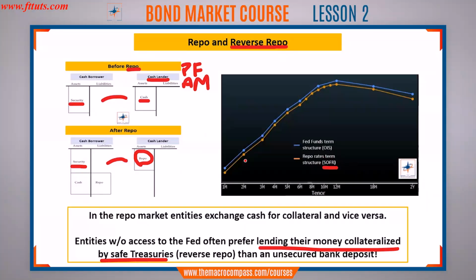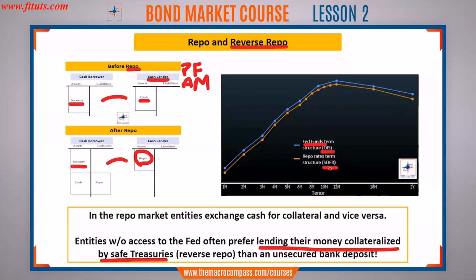As you can see, SOFR rates are very, very closely resembling Fed funds rates. Why? Because you have a really risk-free collateralized rate, collateralized with treasuries. That lending is effectively very, very similarly priced as simply depositing money at the Fed itself, which is Fed Fund Term Structure, which is OIS.